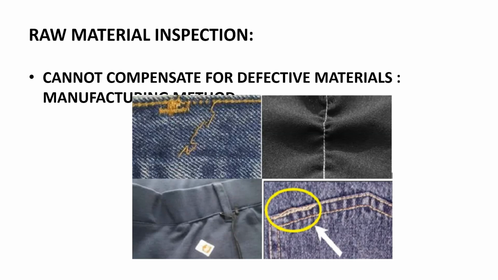There are defects in jeans pants, there are defects in normal pants, there are defects in the sewing thread, there are defects in the accessories. So all sorts of defects are there, but we cannot compensate for such kind of defective materials, whatever may be our manufacturing method. So that is key to the inspection of the raw material.